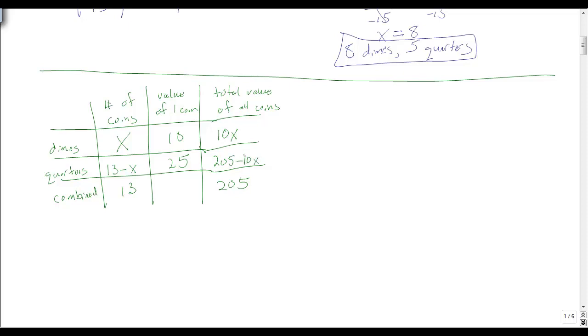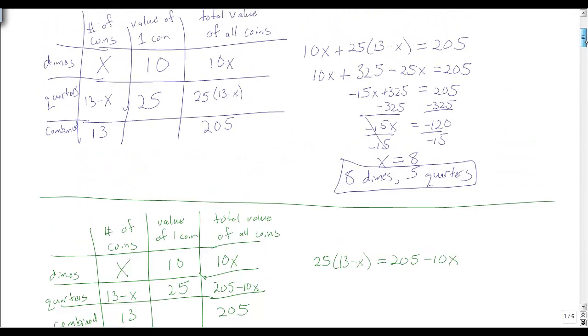So you could set things up here. This total value of the quarters should be 205 minus the 10x. And then my equation, instead of being based off of this column, is based off of this row. So what I get is 25 times 13 minus x equals 205 minus 10x. So you could start there. Now let's look at the difference here in the equation. Essentially the difference between these two equations is this minus 10x on this side and the plus 10x on this side. Essentially I just moved the 10x over. Not a huge issue here, pretty small really, but it looks a little different, and for some people that might make more sense.